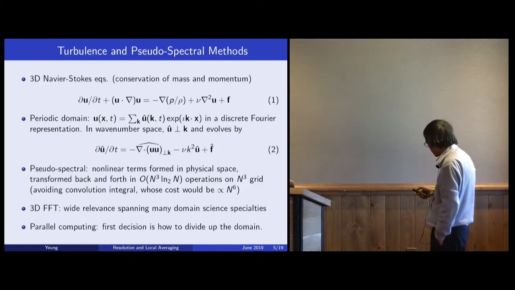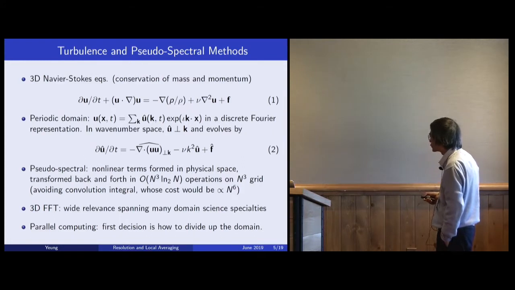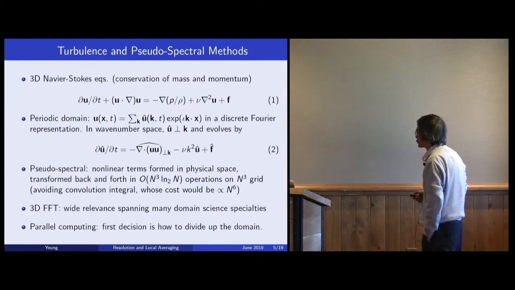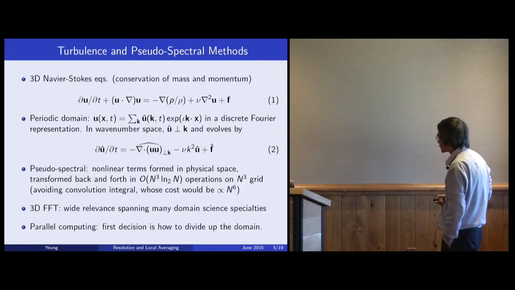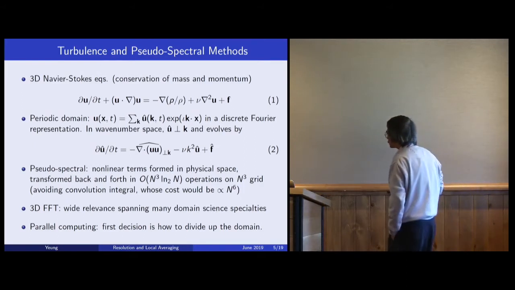And typically we would use the Fourier decomposition. And then we would transform the entire equation to Fourier space or wave number space, where we have this equation, which is simpler to deal with.